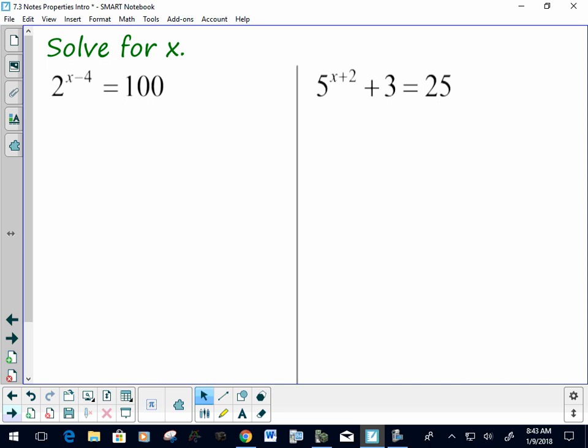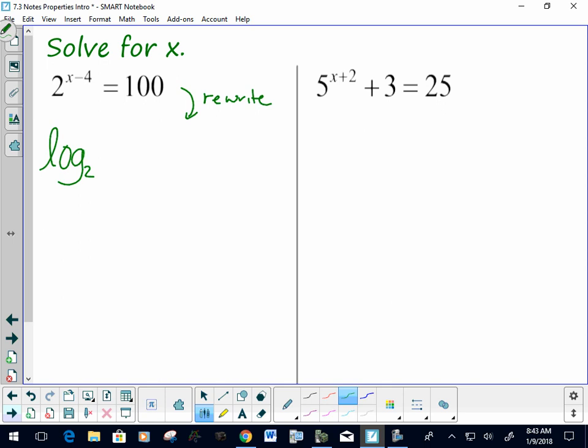Just maybe more steps. So if we want to solve this equation for x, we have 2 to the x minus 4 power is equal to 100. So if we rewrite that as a logarithm, it would be a log with base 2. Remember, whatever the base is, the base stays the same. So it'll be log base 2 of 100 is equal to the power, which is x minus 4.